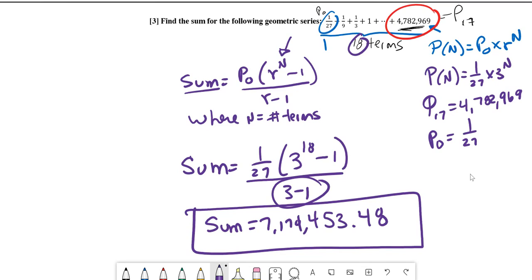So that's the problem. First step, find the subscript of the last term. Second step, identify the number of terms, plug in your P0 and number of terms into the sum formula, and you get your sum. To find the subscript, we needed logarithms, and this problem had a little bit of everything in it.